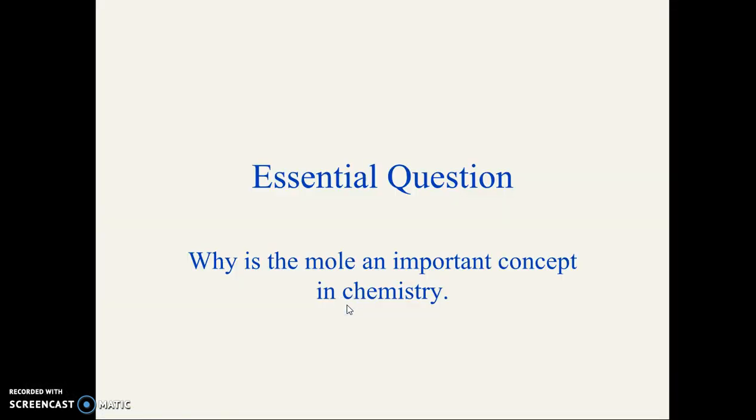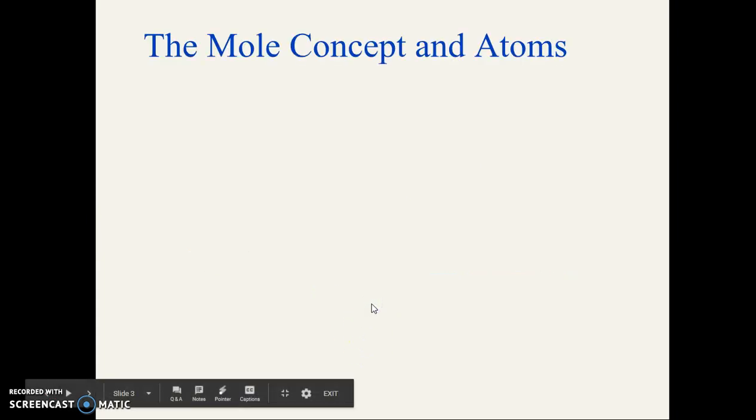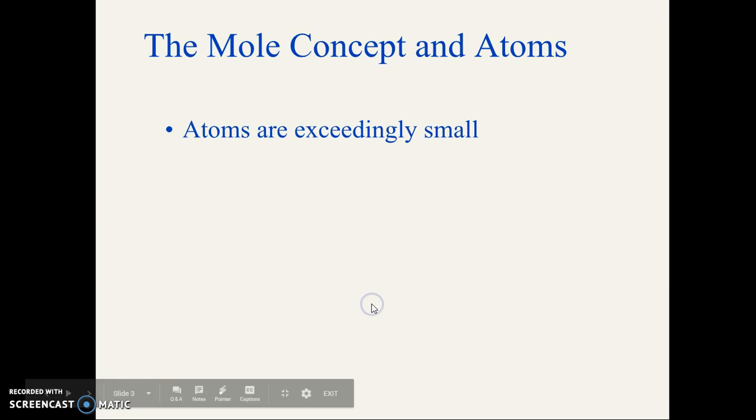So here's our essential question. Why is the mole an important concept in chemistry? So that's the essential question for this first section of guided notes. So what is a mole? The mole concept in atoms.